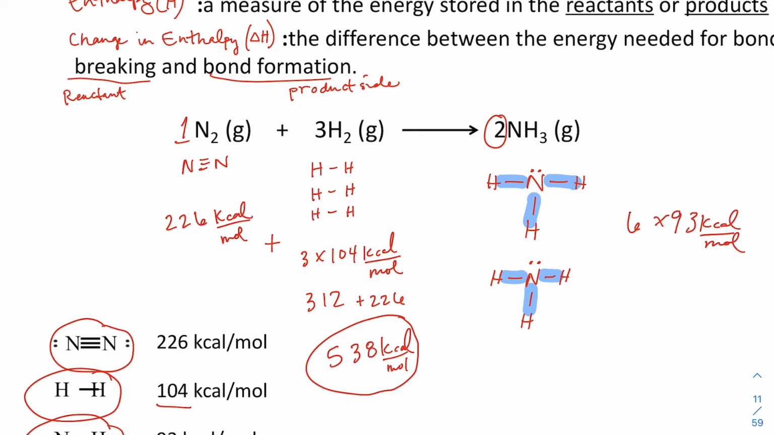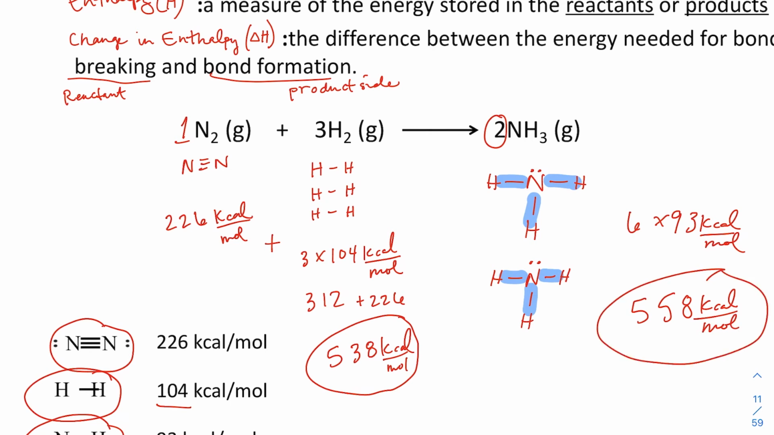All right. Now, I wish I was really, really, really good at math. But I'm just going to calculate this. 6 times 93 is 558 kcal of energy per mole. Okay?